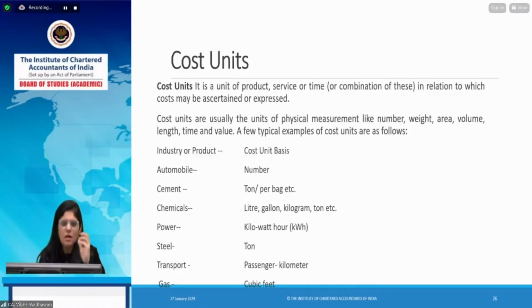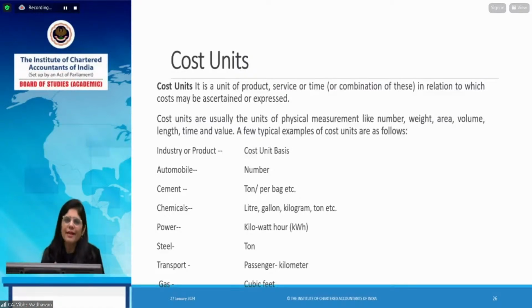Cost unit. Cost unit means whatever is the cost object, in what way will you denote that cost object. All right. So I'm now using some terms in Hindi as well, so that you understand. Cost unit means if it's an automobile, the unit will be car.